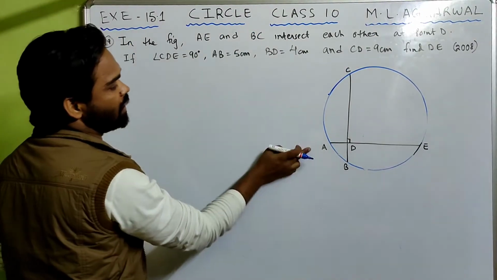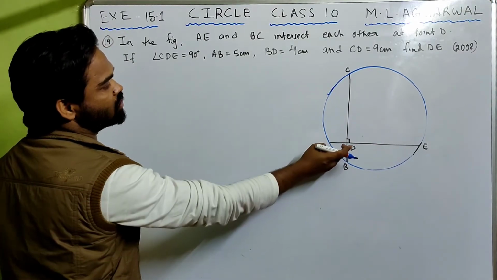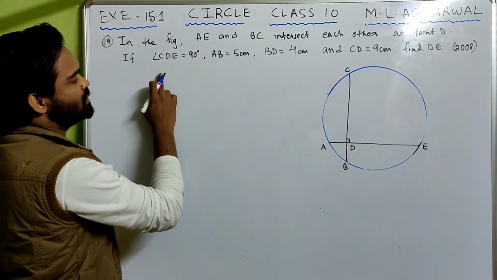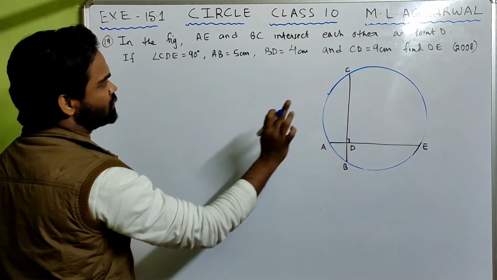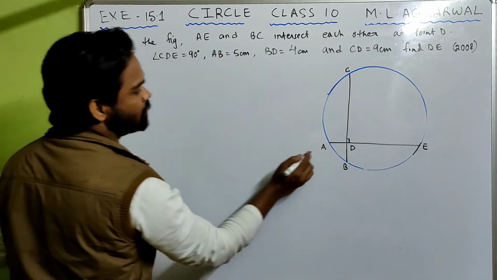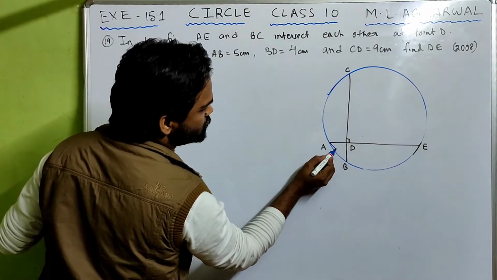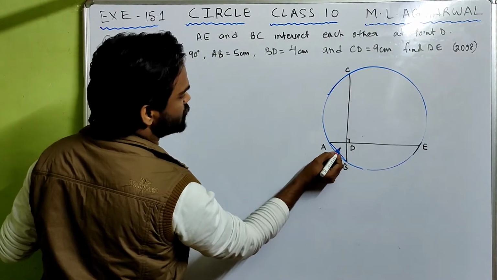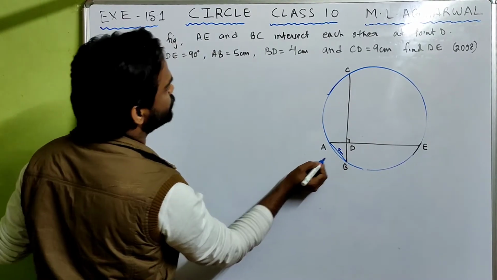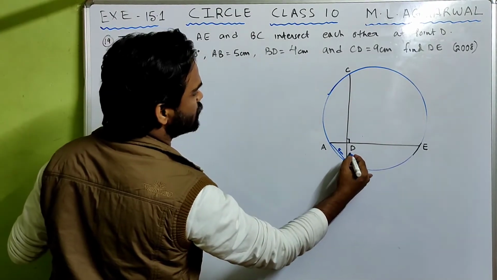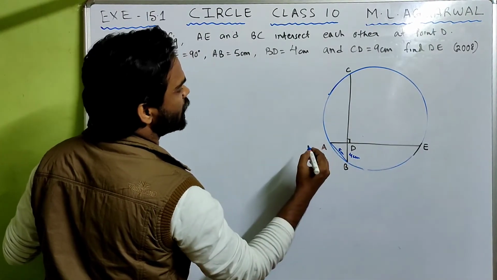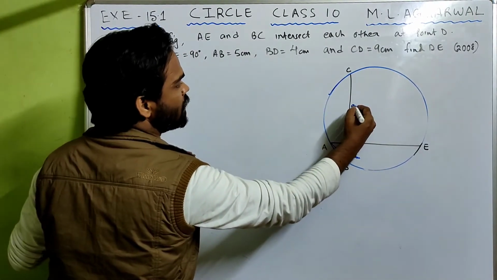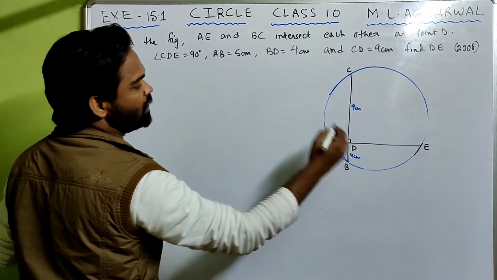In the figure, AE and BC intersect each other at the point D. Angle CDE is 90 degrees. AB, so when we join this, AB is 5 centimeter, BD is 4 centimeter, and CD is 9 centimeter. Find DE.